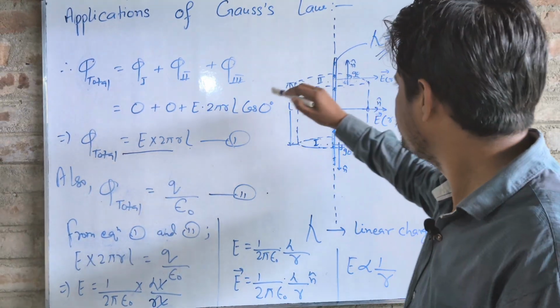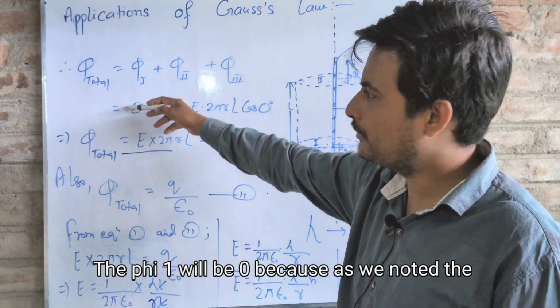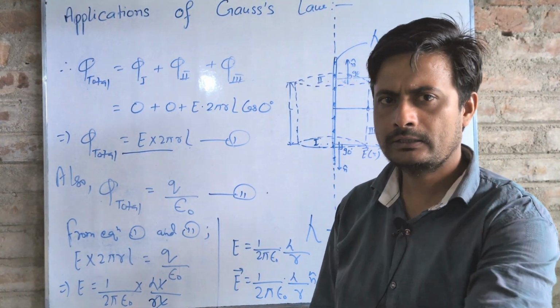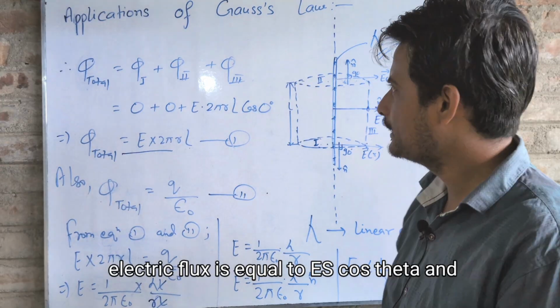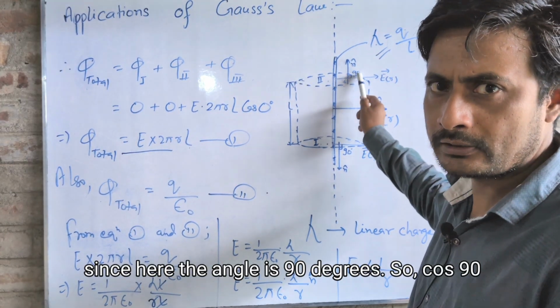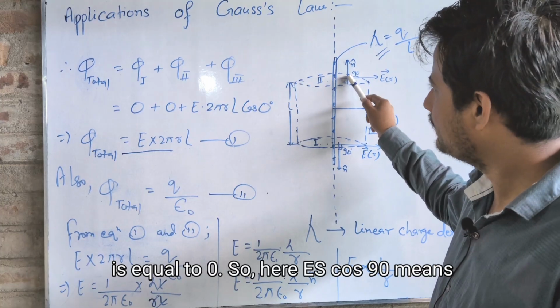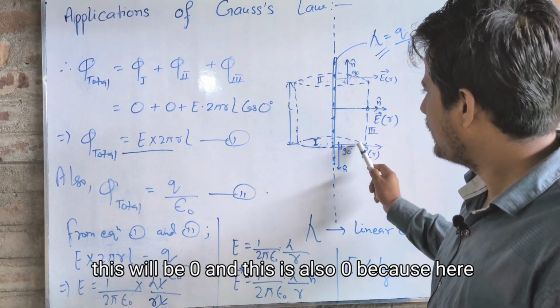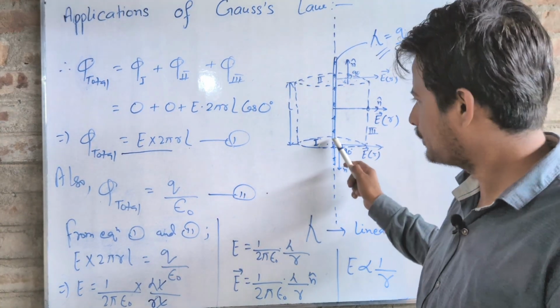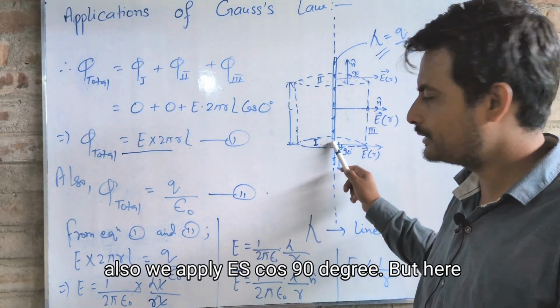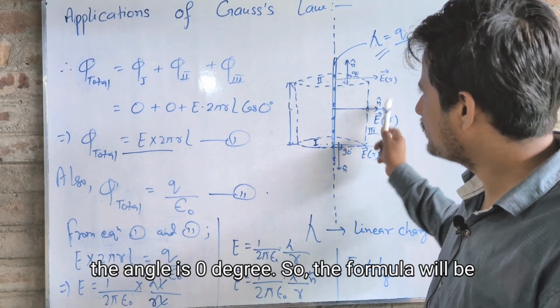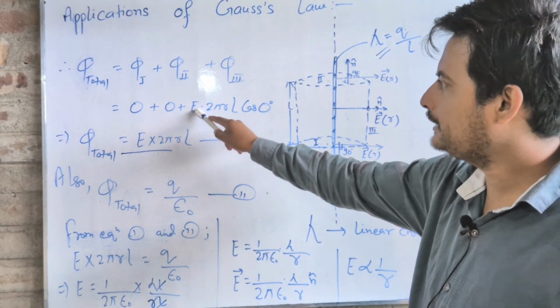And as a result, phi 1 will be 0, because as we know the electric flux is equal to Es cos theta, and since here the angle is 90 degrees, cos 90 is equal to 0. So here Es cos 90 means this will be 0, and this is also 0, because here also we apply Es cos 90 degrees. But here the angle is 0 degrees, so the formula will be Es.